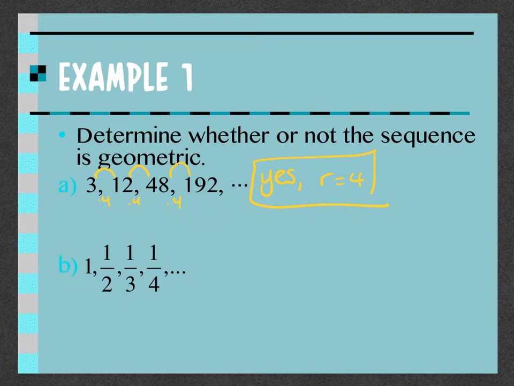So you have to divide this by this, divide this by this, divide this by this. And if they are all the same number, then it's yes. If they are not, then it's no.